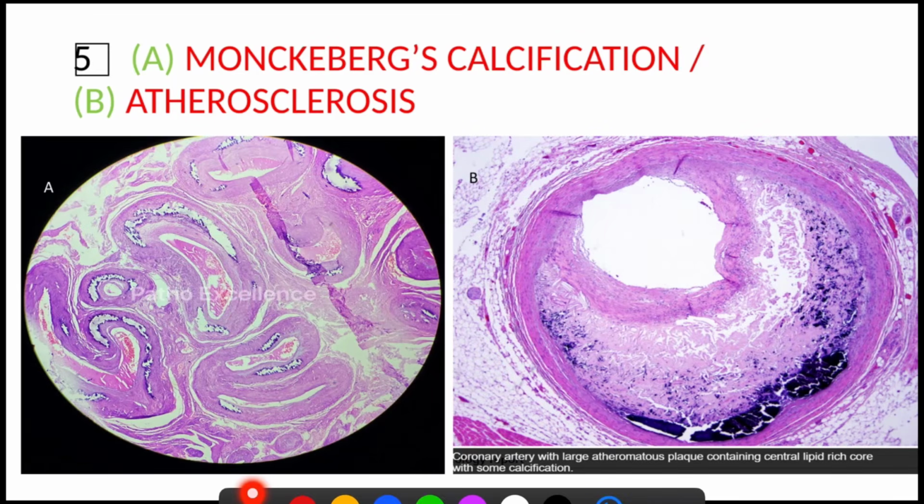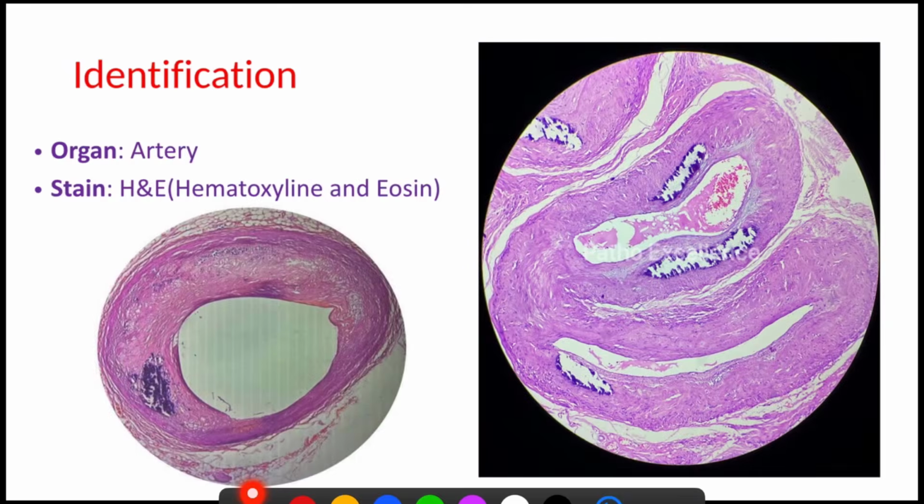Now this is the second example of degenerative or dystrophic calcification, where here the coronary artery is affected, and this is the large atheromatous plaque which contains calcification here. So this is a slide of coronary artery atherosclerosis. Here lumen is narrowed, and in contrast to Monckeberg's calcification, here the calcification is in the intima layer. So there media is affected by calcification, here intima is affected by calcification.